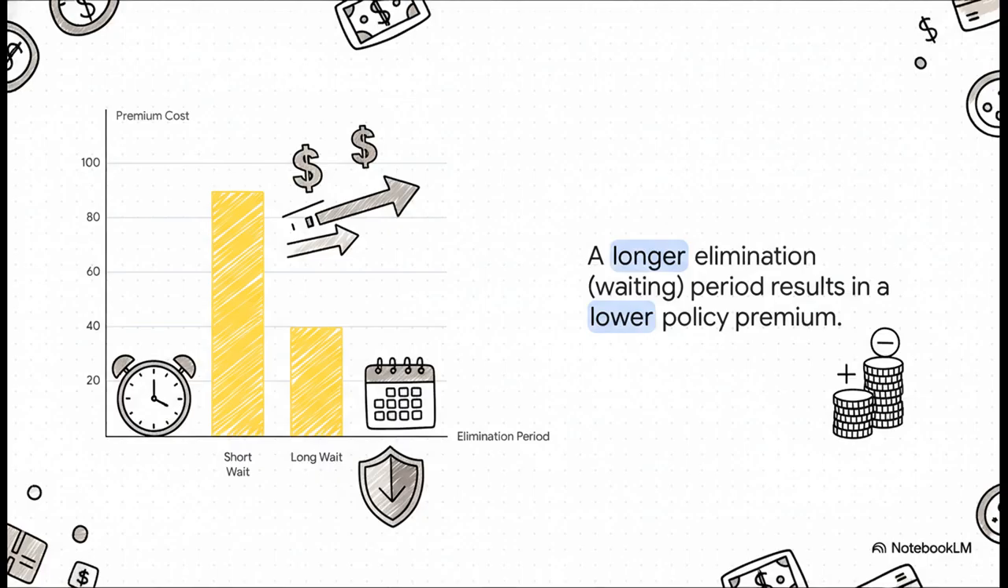And here you can see that trade-off perfectly. A really short waiting period means you get your benefits sooner, but that comes with a higher premium. But if you're able to cover your own costs for a bit longer and choose a longer waiting period, the insurer's risk goes down and they pass those savings on to you with a lower premium.